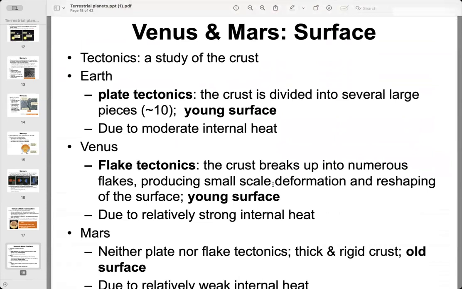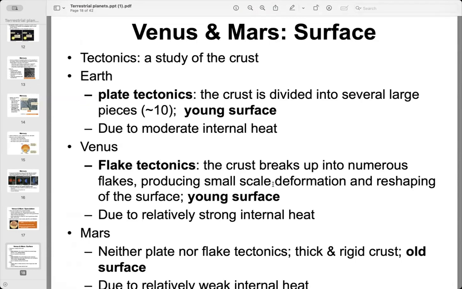Tectonics. Tectonics is the study of crust. So the Earth has plate tectonics, again, something that was studied in chapter 9 on Earth, how the Earth's tectonic plates move around. There are 10 pieces of tectonic plates or continental plates, and they move around due to moderate internal heat. And so Earth is said to have a young surface.